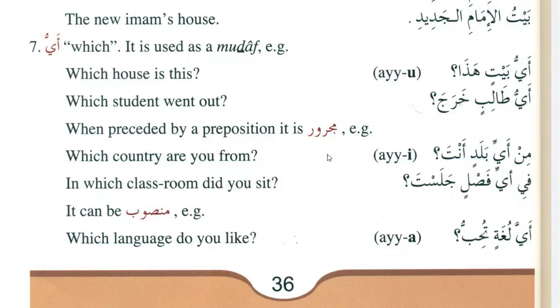It can be mansub. Example: Ayya lughatin tuhibbu? Which language do you like? You know that maful bihi is always mansub. It always has fatha. So the action of the verb tuhibbu is done on the thing for which the word ayyu is used. So it is also maful bihi. It has fatha.